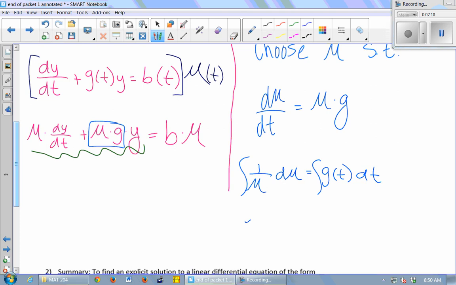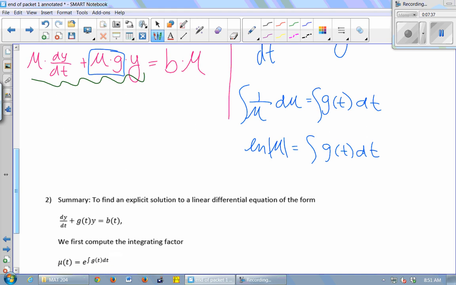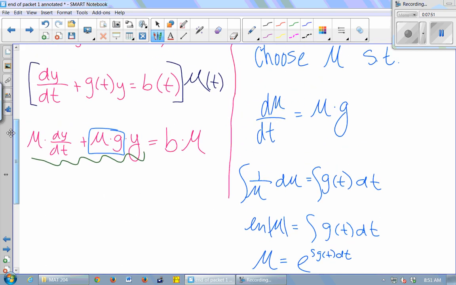So the ln of μ is equal to whatever the integral of g of t dt is. In an actual example, you could do this because g of t would just be some function of t. And then raise e to both sides, so μ is going to be e to the integral of g of t dt. Right, so we can choose μ in a special way so that the left side of our differential equation looks like the product rule.